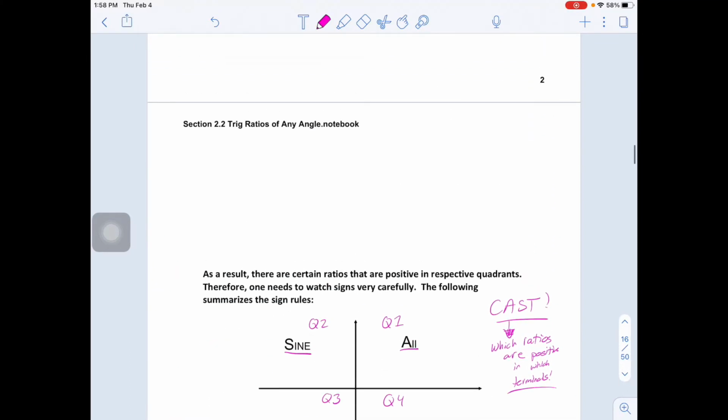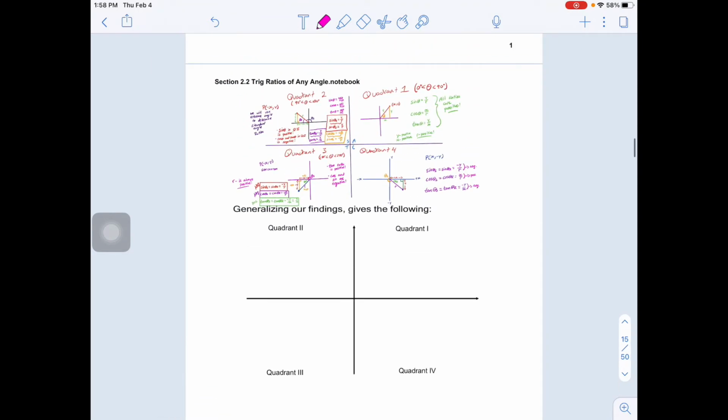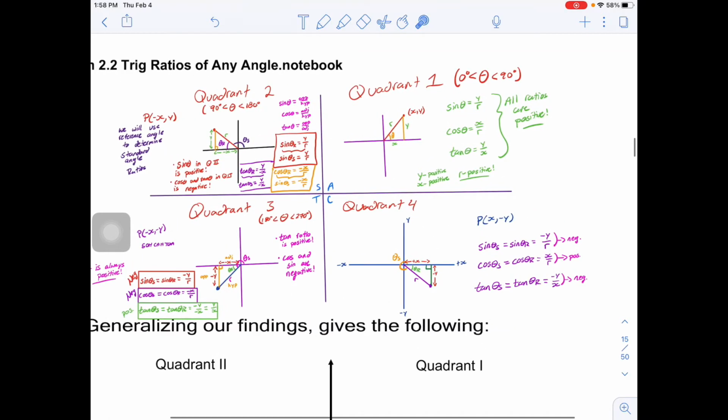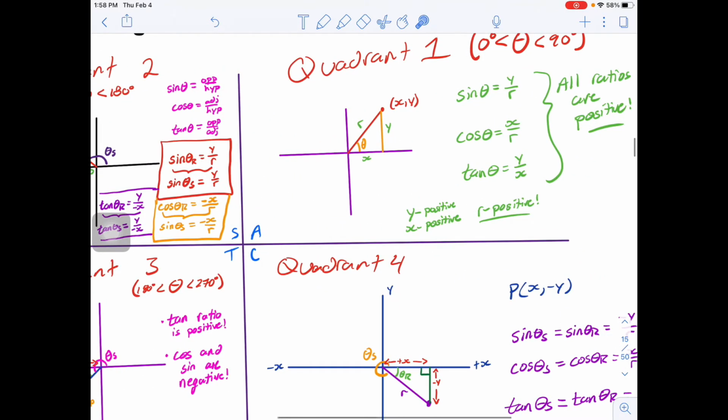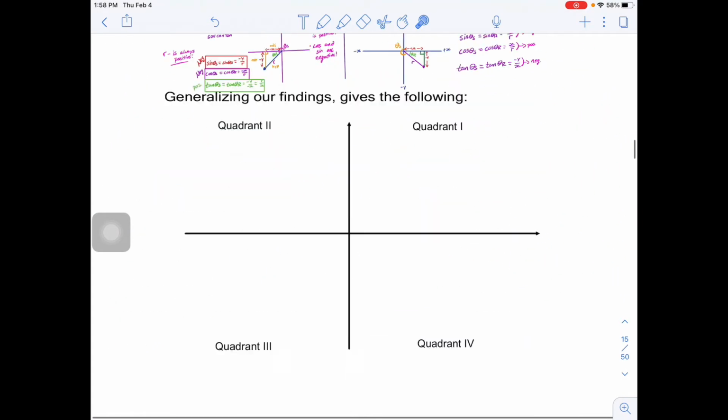So we are back with another 2.2 video. If you haven't watched the first section of this, I highly recommend you go watch it, or else this might all be a little bit gibberish to you. We kind of just went over how our ratios can be used in a Cartesian plane. So how does x, y, and r all relate? And then we learned the CAST rule. So now we're going to use this idea to figure out trig ratios of any angle.